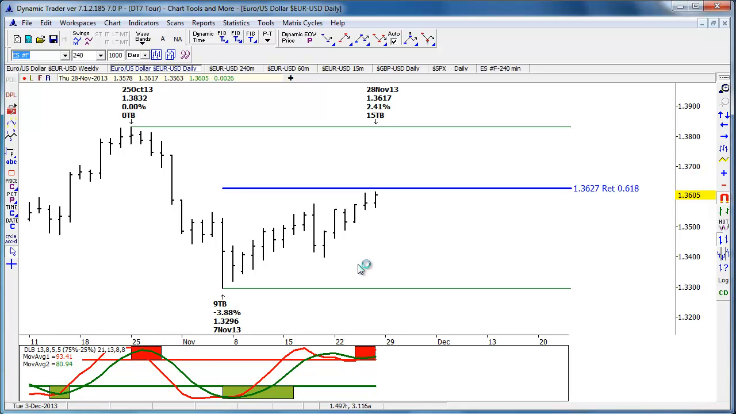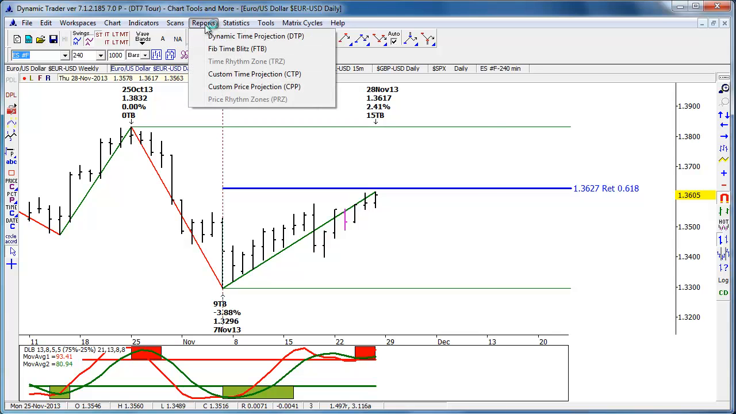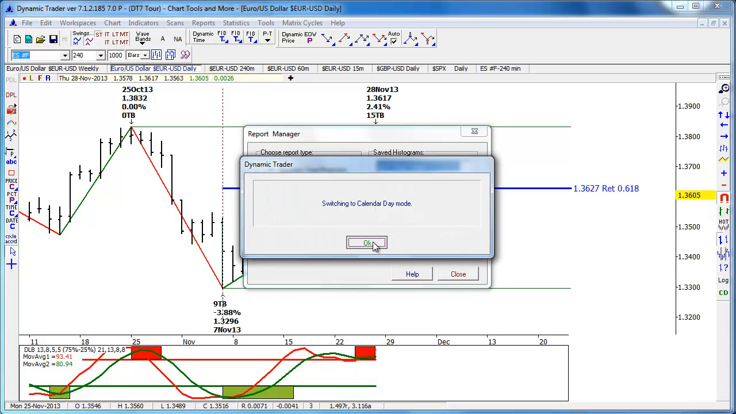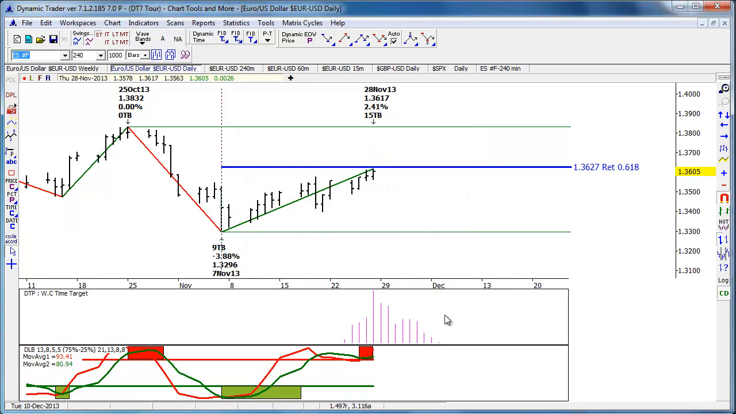Well, before we go to that 240-minute data, let's take a look at some time factors first on this daily. Let me get my swing files up. You'll learn more about swing files in other tutorials. And of course, in other tutorials, we're going to go into more detail of all of the different functions that I'm using now. The dynamic time report is something I use a lot. Let's just load that in. It automatically switches us to calendar mode. And you'll see in a minute why this is a potential wave C high and a corrective high.